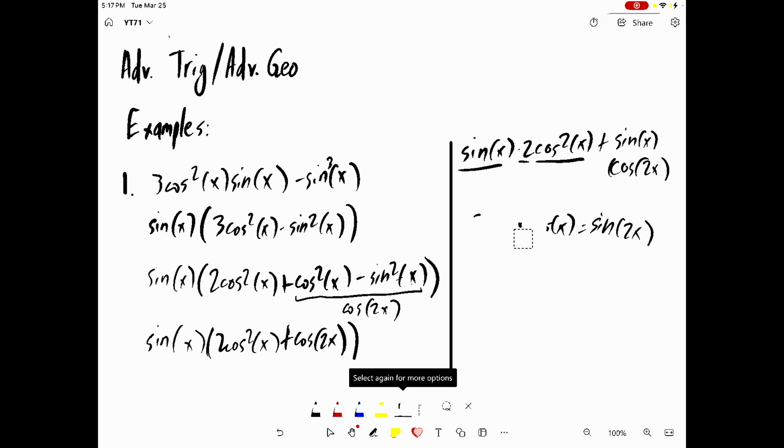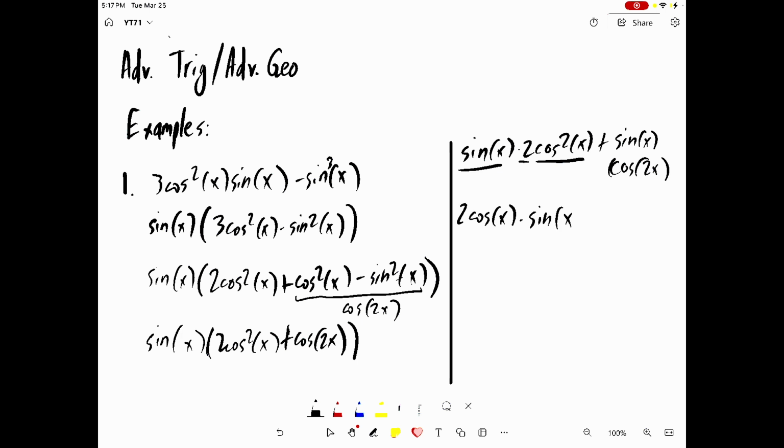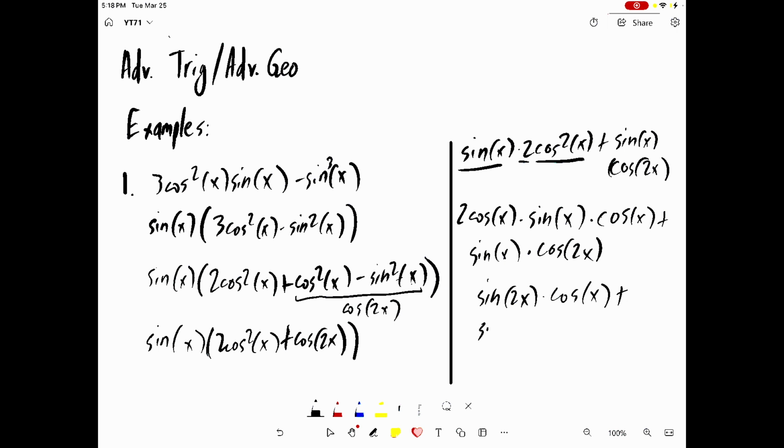So if you look at it, the only thing that's standing in our way is cosine squared x. But what we can do is write 2 cosine x times sine x times cosine x, plus sine x times cosine 2x. So this becomes sine of 2x times cosine x plus sine of x times cosine of 2x. Now, if there's no more simplification, we want to look for another property.